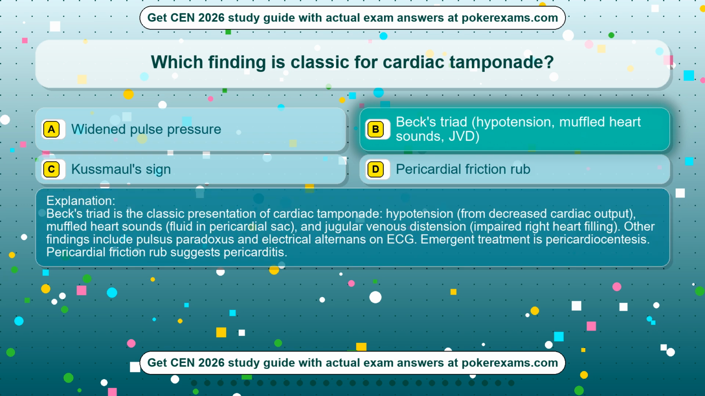Beck's triad is the classic presentation of cardiac tamponade: hypotension, from decreased cardiac output; muffled heart sounds, from fluid in the pericardial sac; and jugular venous distension, from impaired right heart filling. Other findings include pulsus paradoxus and electrical alternans on ECG. Emergent treatment is pericardiocentesis. Pericardial friction rub suggests pericarditis.